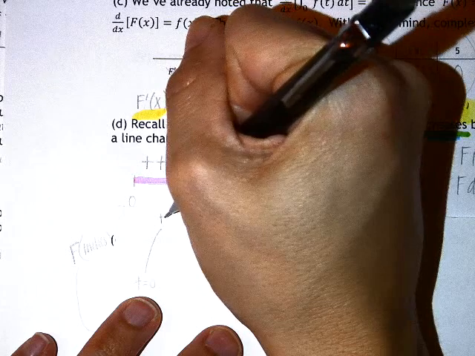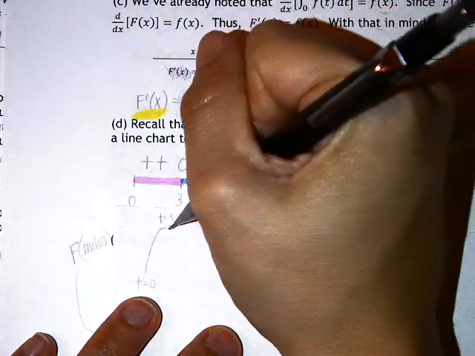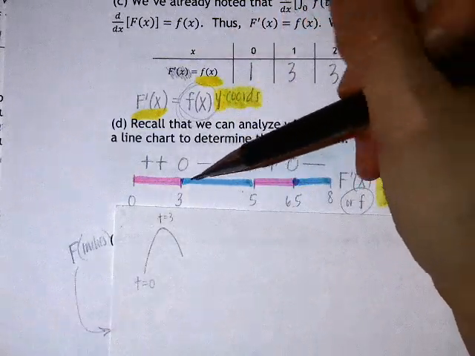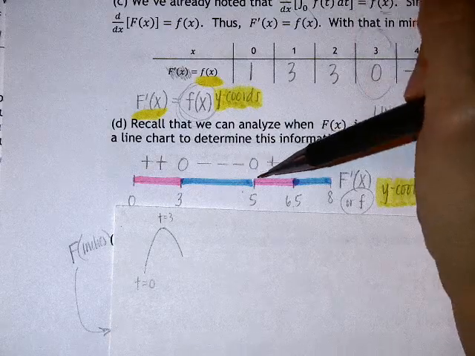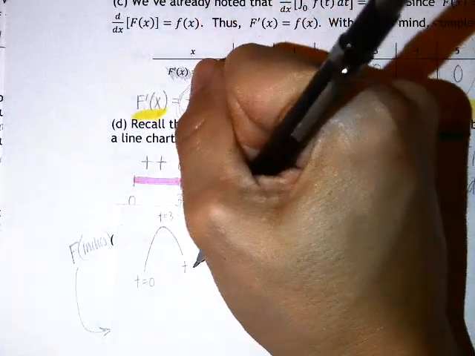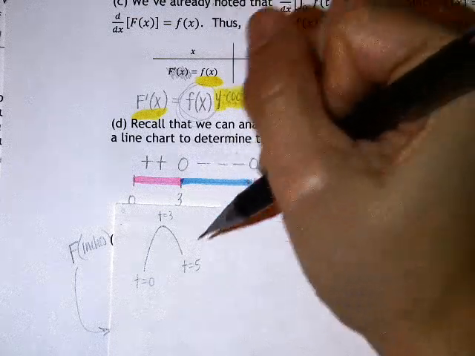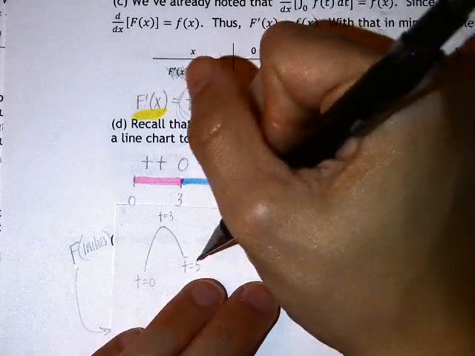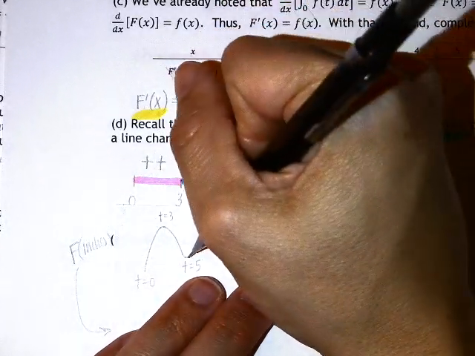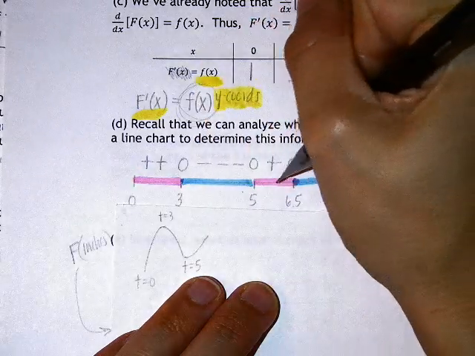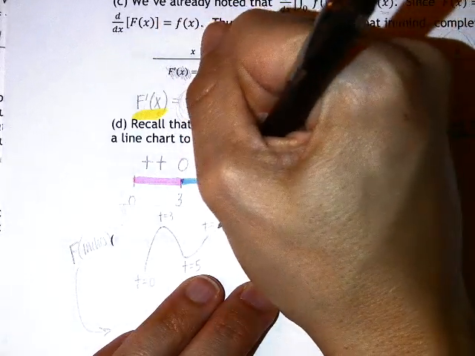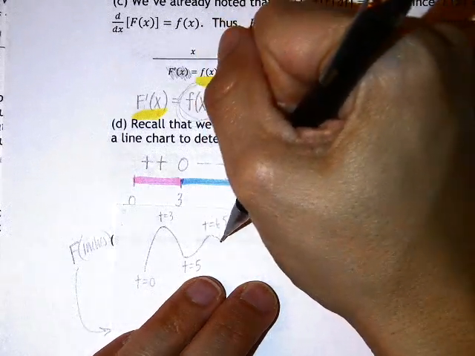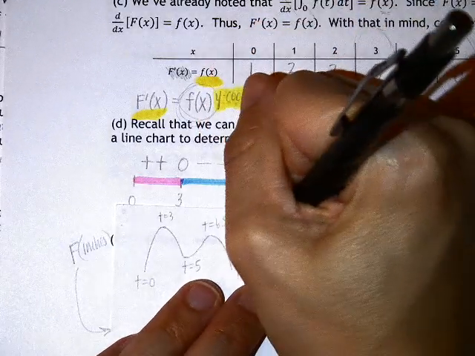Then at time 3, it's going to go flat for a second, and then it's going to turn around and decrease. And again, I can tell that for the next couple of hours, it's going to decrease until we hit time 5, because our line chart is negative there. Then my graph is going to stop again and turn and head positive again for just a little while, just an hour and a half, until I get to time 6.5. Then it's going to stop again, and it's going to turn back to decreasing until I get to time 8.